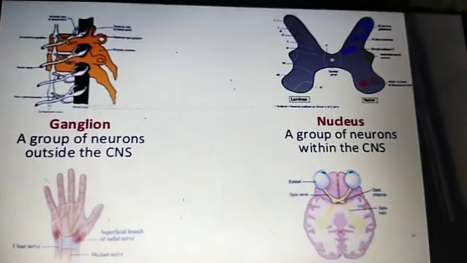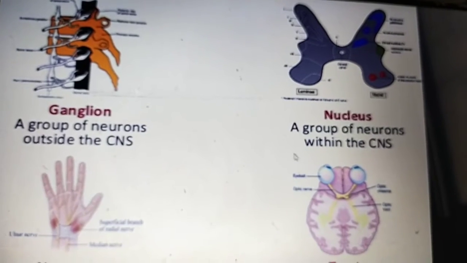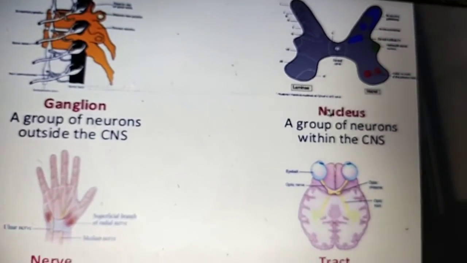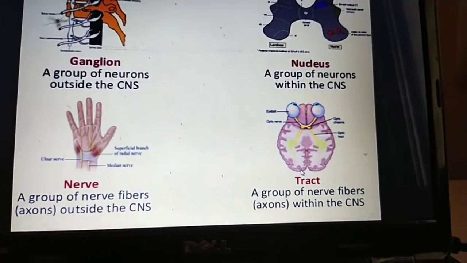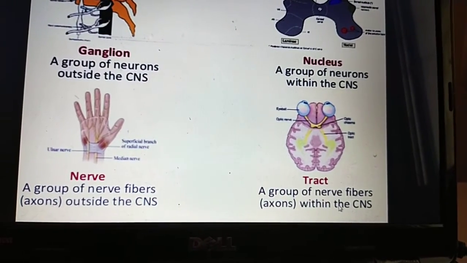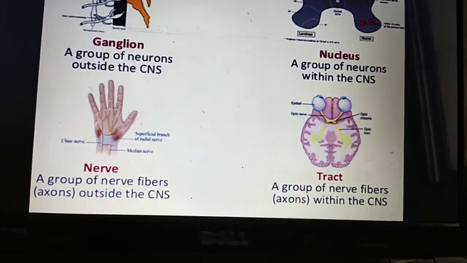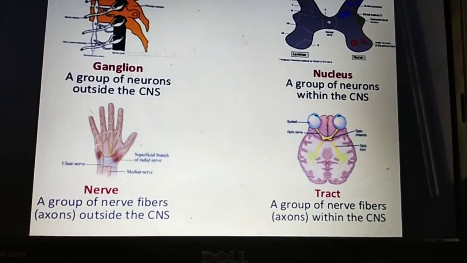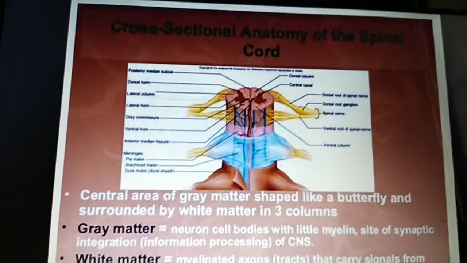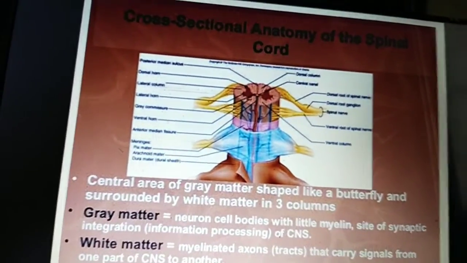Then what is meant by nucleus? A group of neurons within the central nervous system. And now tracts. What is meant by tracts? These are the groups of nerve fibers within the central nervous system. Now the cross section of the anatomy of the spinal cord.